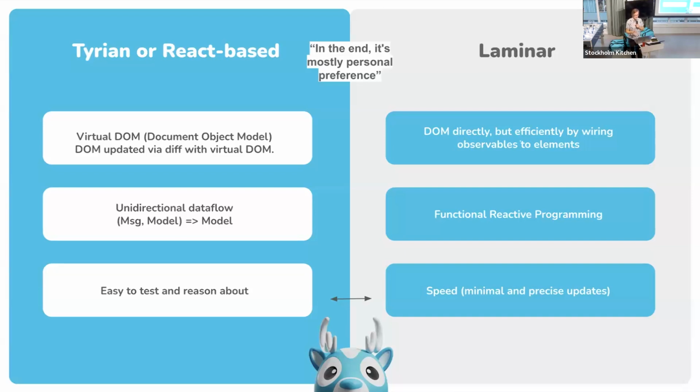But in the end, Laminar was thought more about speed, so that you could precisely update some specific parts of the DOM, whereas Tyrian or React was more about diffing what has changed and re-rendering the whole thing. So it was maybe a bit easier to reason about. The code is a bit more like regular TypeScript or what you would do with React. But in the end, you see that when you dig into the documentation of both, they're actually not really that way. React is quite fast, and Laminar is also very easy to apprehend and to use.